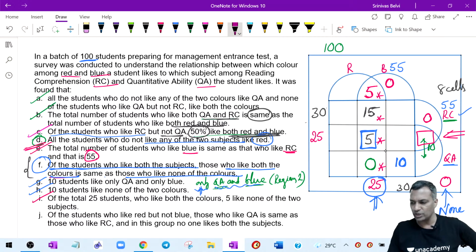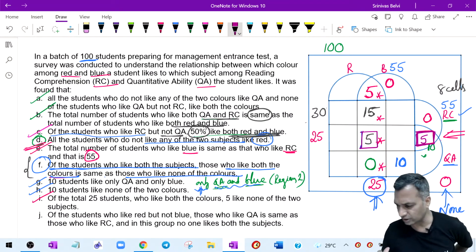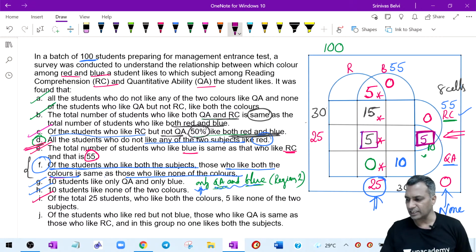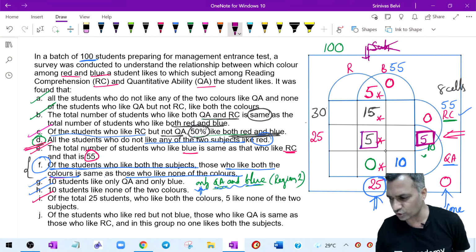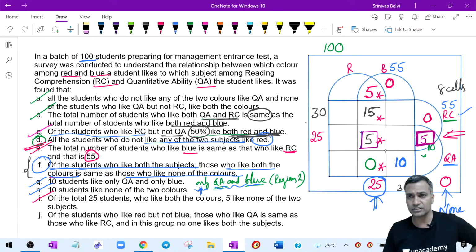Of the students who like both the subjects, those who like both the colors. This box, I'm going with the purple color. This box is same as those who like none of the colors here. These two purple boxes. He is trying to tell me that this value is 5. Everybody made that correction in the mind because I took subjects here. That R and B, I took this as the subject. Subject is on the horizontal side. Correction made. You got that 5?